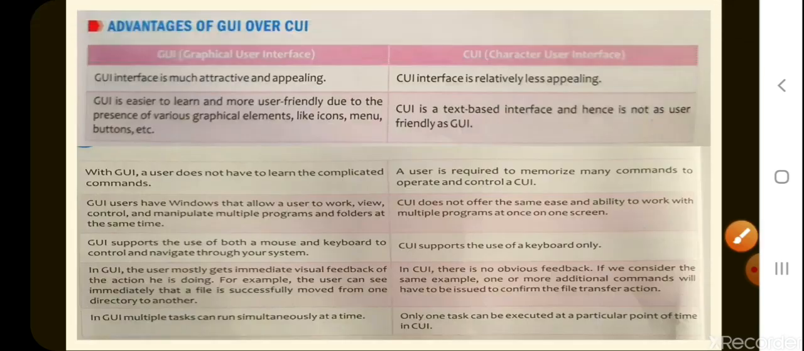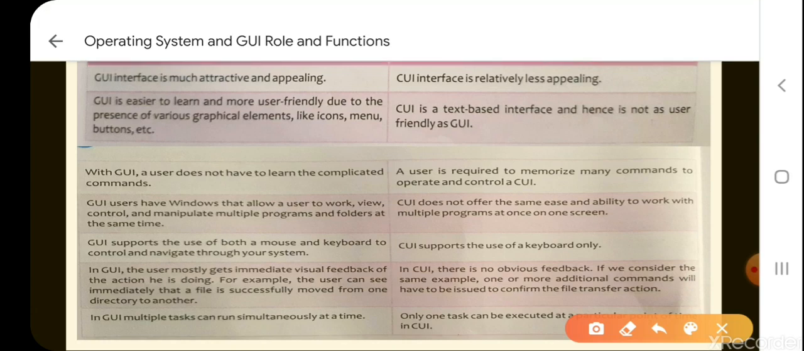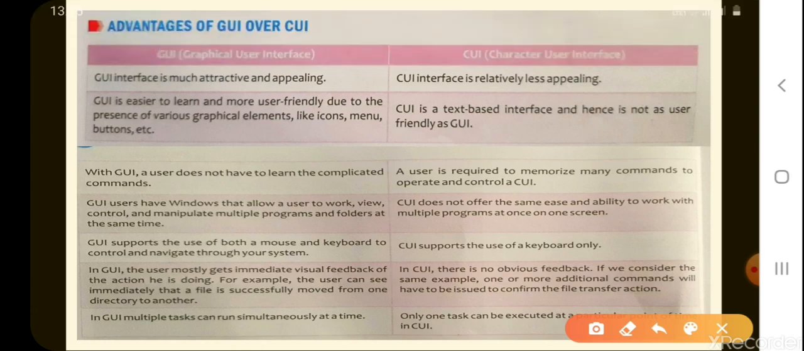Now, let us talk about the advantages of graphical user interface over the character user interface. What are the advantages? So, graphical user interface is much more attractive and appealing. Obviously, it uses different graphics, buttons, and menus, and it provides very easy options to the user. That's why it is more attractive. But CUI is less attractive and appealing, because many times in CUI you'll just get a black colored screen and you have to type your commands on that screen with the help of the keyboard.